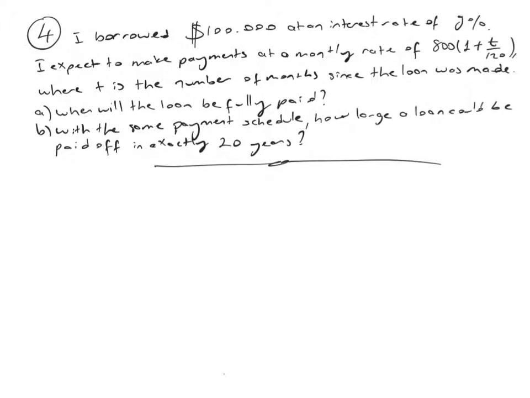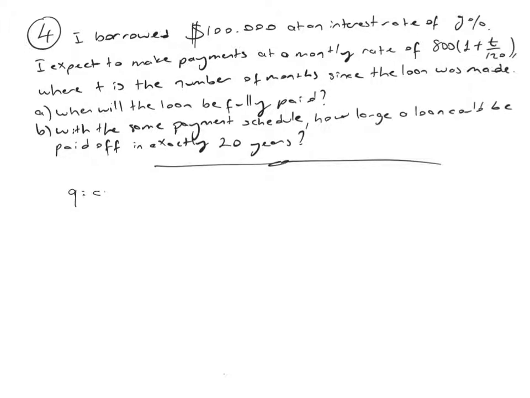Fourth question: I borrowed $100,000 at an interest rate of 9%. I expect to make payments at a monthly rate of this function, where T is the number of months since the loan was made. In A, when will the loan be fully paid? In B, with the same payment schedule, how large a loan could be paid off in exactly 20 years?